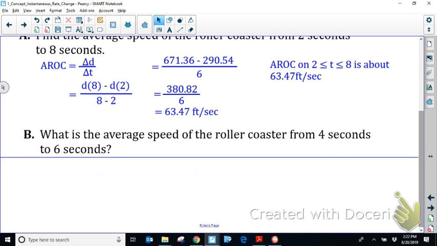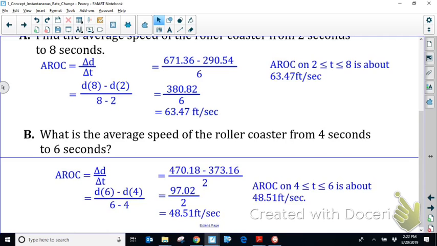Okay. So the average speed here is going to be from 4 seconds to 6 seconds. So I still have to know what are the output numbers, what are the y numbers at 4 and 6 seconds. So I'm going to substitute 4 and 6 into the given polynomial, and I get about 470 and about 373 for the 6 seconds and 4 seconds. Taking the difference of those, I get about 97.02, and I divide that by 2, and so I'd say the average rate of change from 4 to 6 seconds is about 48.51 feet per second.